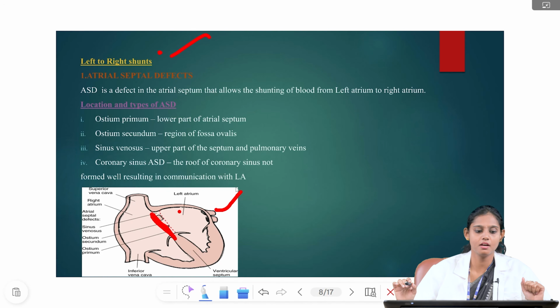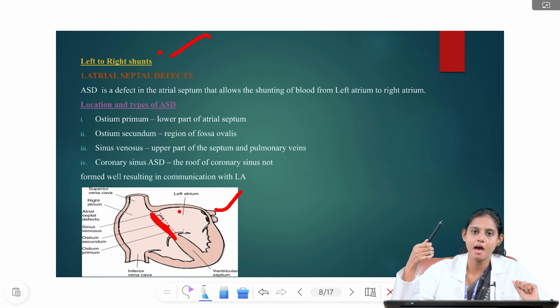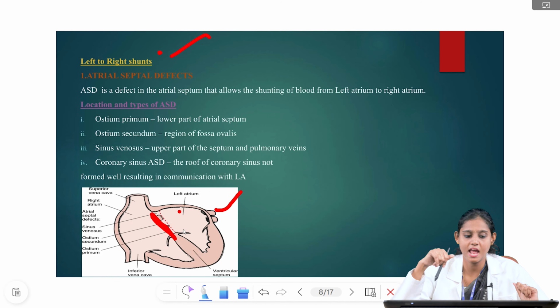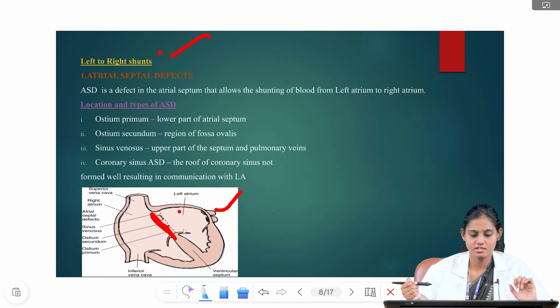But here there is a defect in your interatrial septum. That means there is a gap between your right atrium and your left atrium. So, due to the pressure, instead of the blood moving from RA to RV, the blood goes from RA directly to LA. Let's look at the types of atrial septal defect and its location as well.